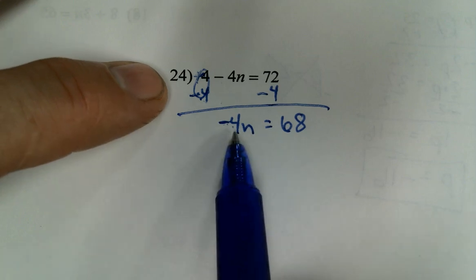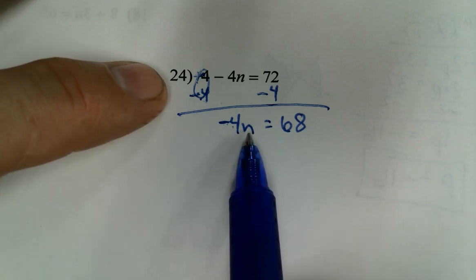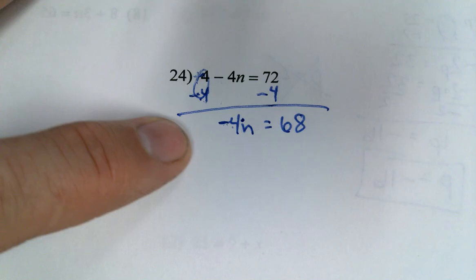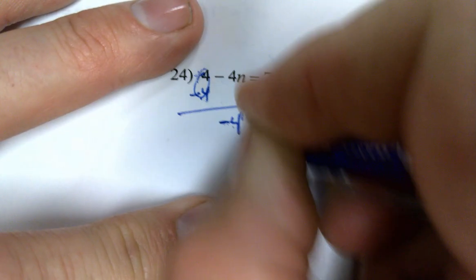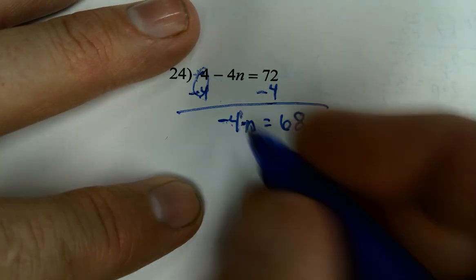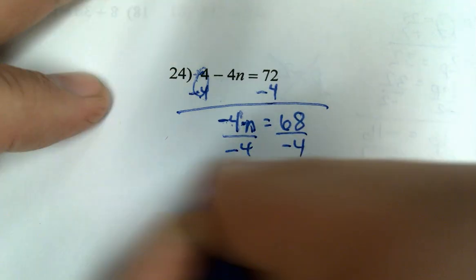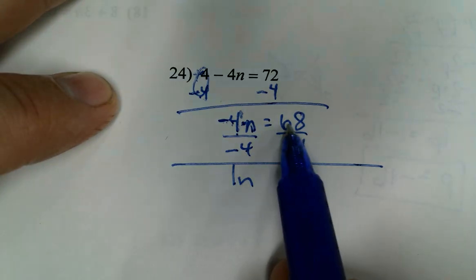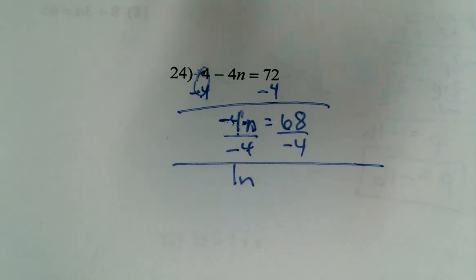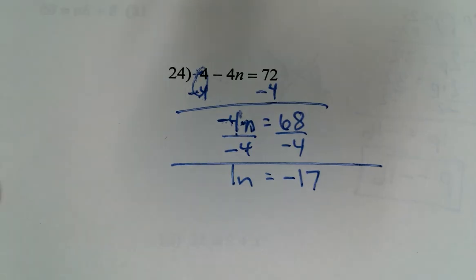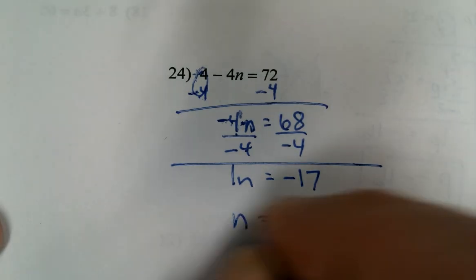Now we kind of start all over. What am I solving for? I'm solving for n. What do I got to get rid of? I've got to get rid of the -4. What operation is this? Again, if you need to, write a multiplication sign there so you remember this is -4 times n. So I'm undoing the multiplication. I'm going to divide both sides by a -4. -4 divided by -4 is a 1n. And then over here, 68 divided by a -4 is a -17. And so my final answer, n equals -17.